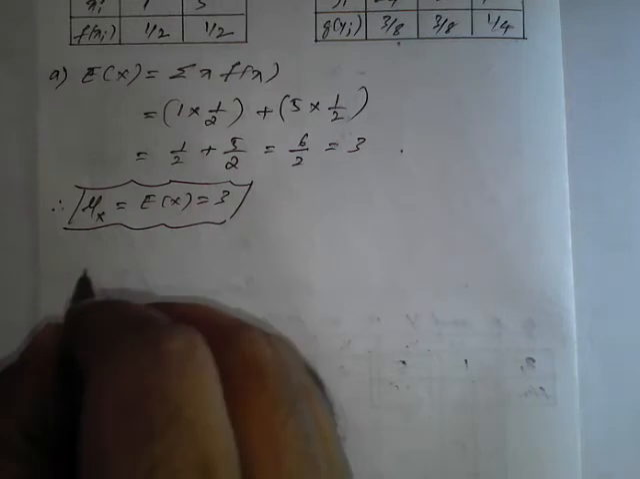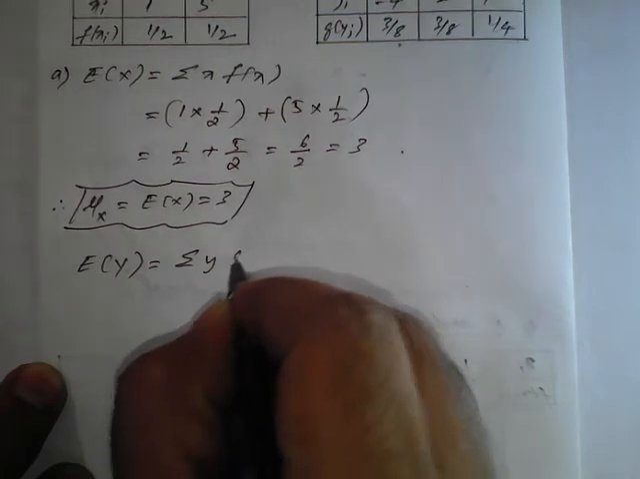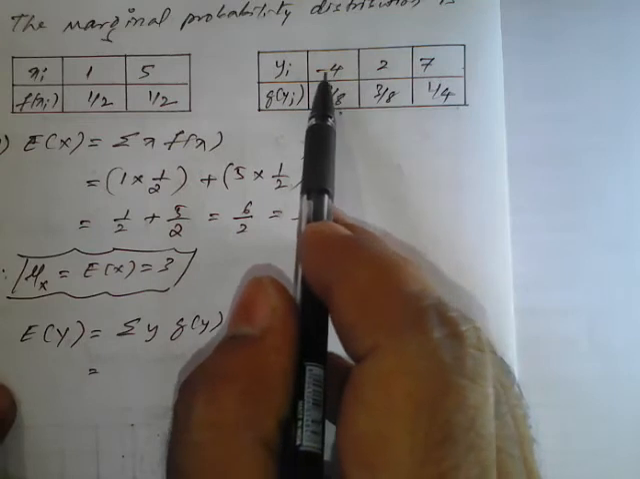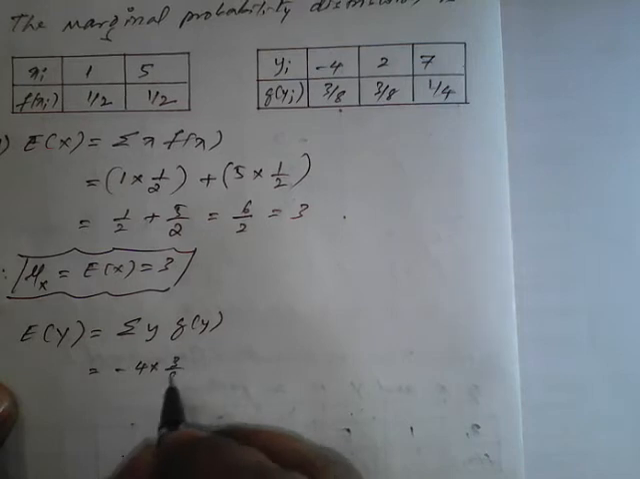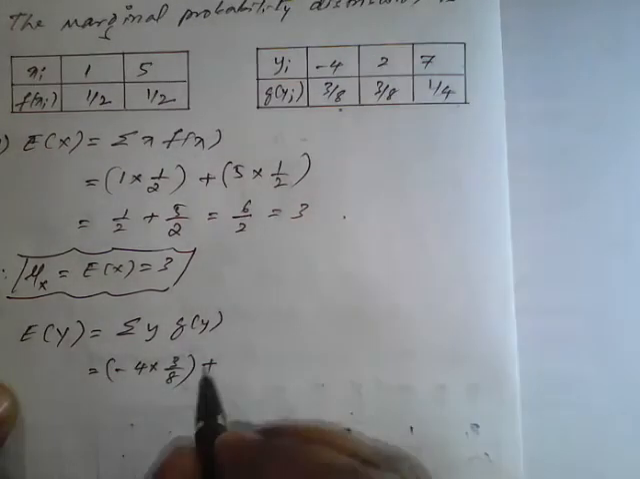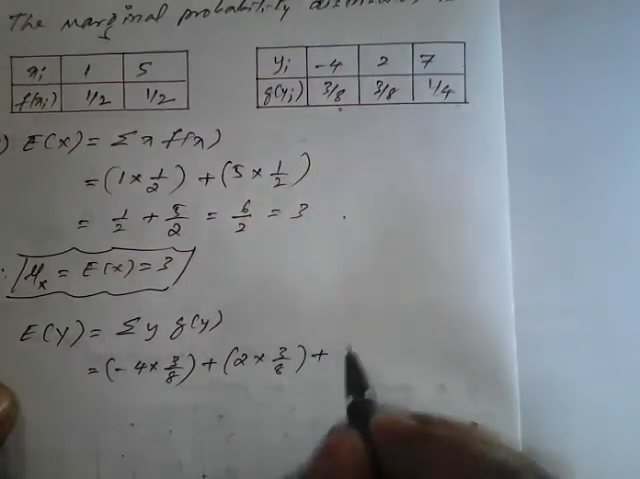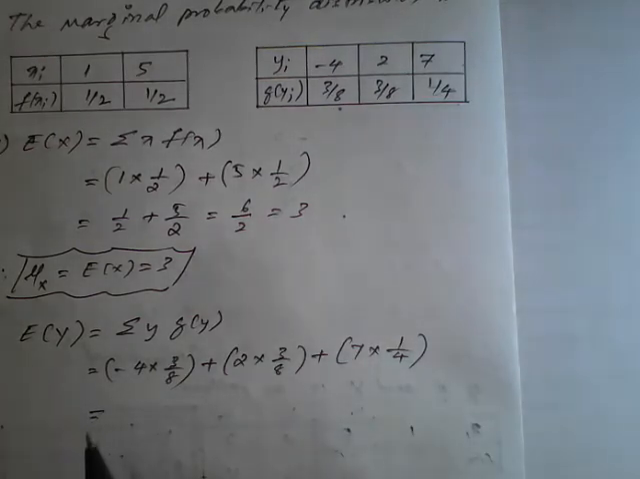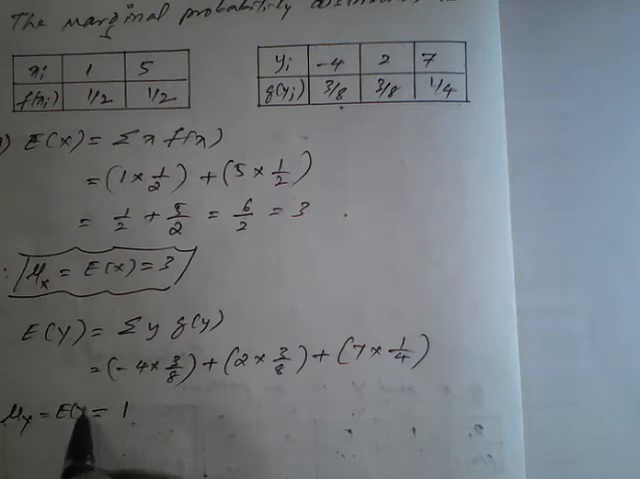Now similarly, we need to find the expectation of y also, which is the summation of y into g of y. Using the marginal distribution for y, we get minus 4 into 3 by 8 plus 2 into 3 by 8 plus 7 into 1 by 4. After simplification you will get this result as 1, which is the value of mu of y, which is also the expectation of y.